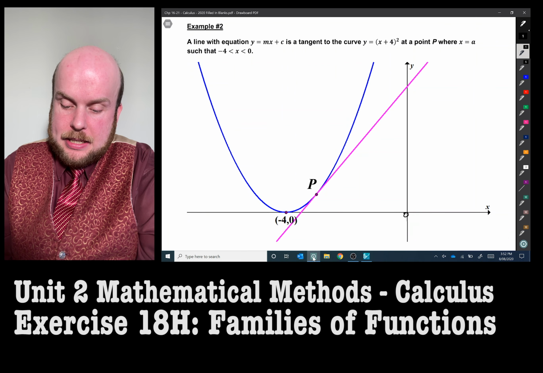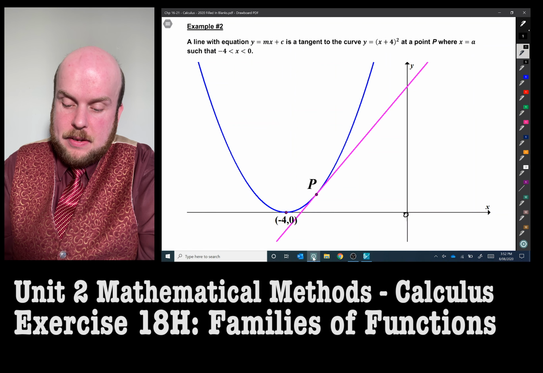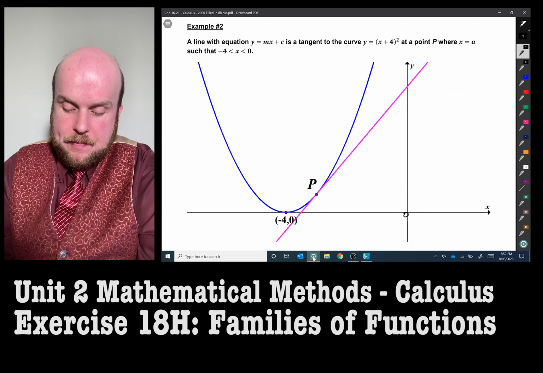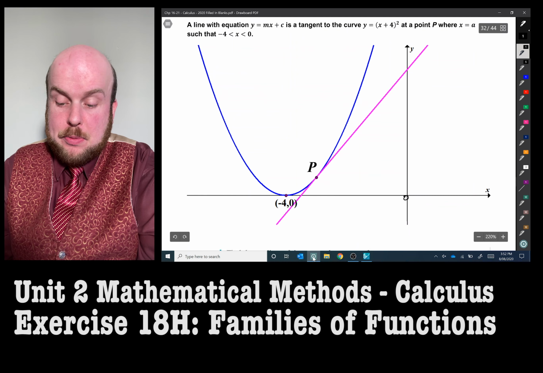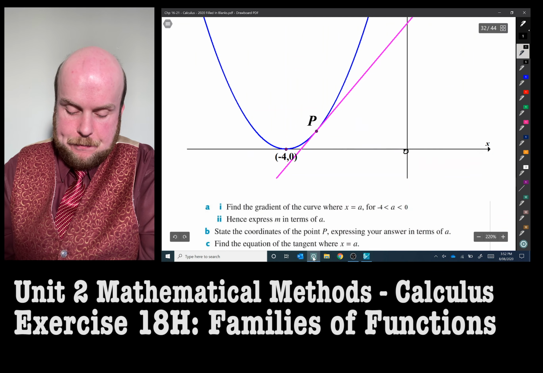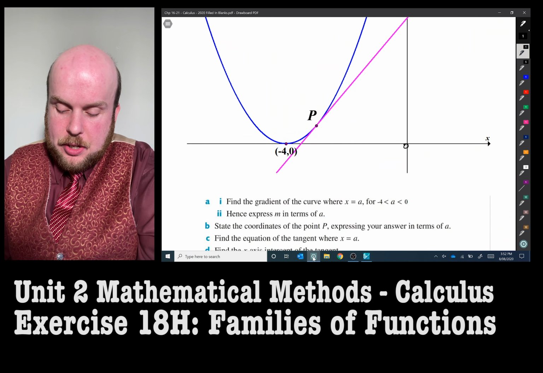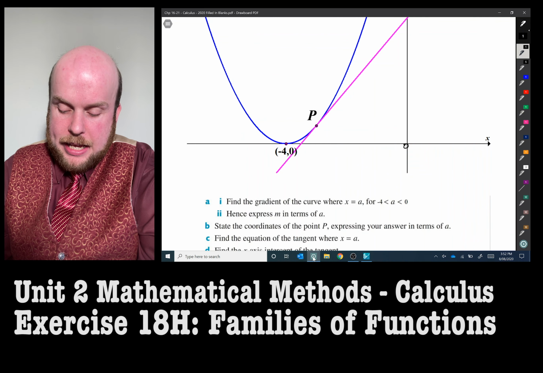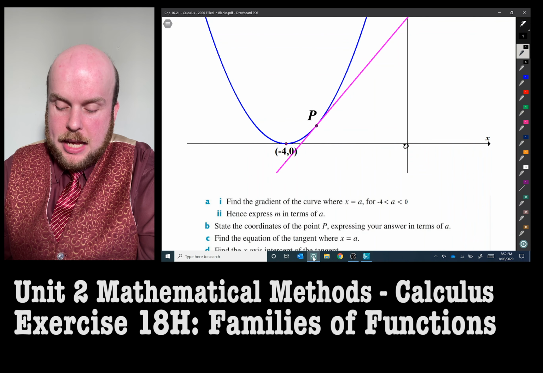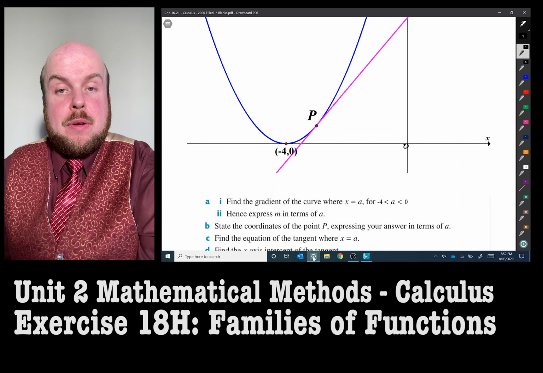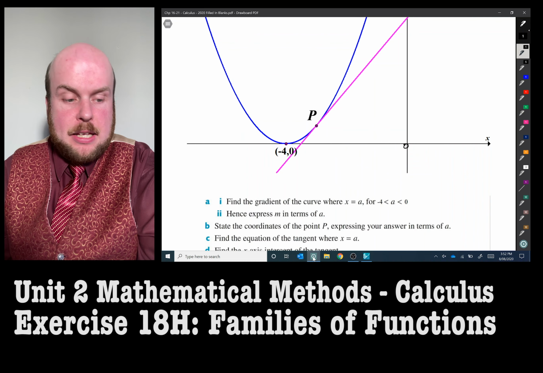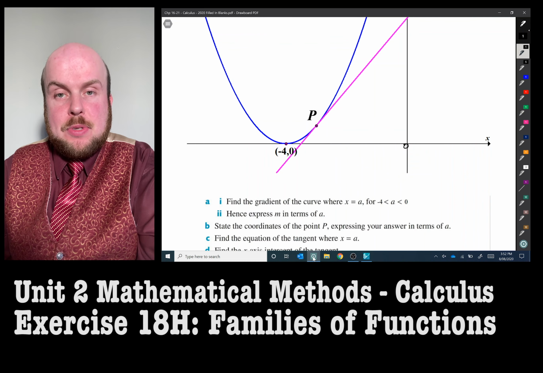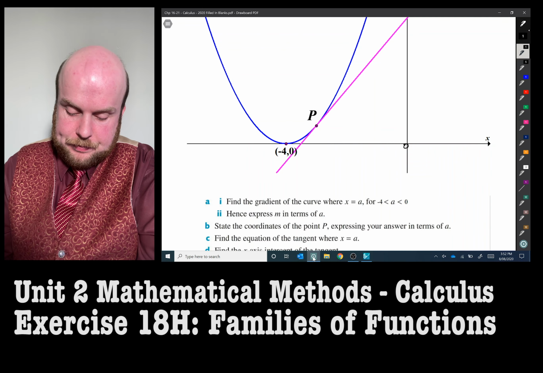We can see that this is the curve of x plus 4 squared. What we need to do is find as much as we can about this tangent line. At some point, we'll probably need to find this point P. Find the gradient of the curve where x equals a, for a somewhere between negative 4 and 0. So we're going to do the derivative of the original function, y equals x plus 4 squared, and then substitute x for a.